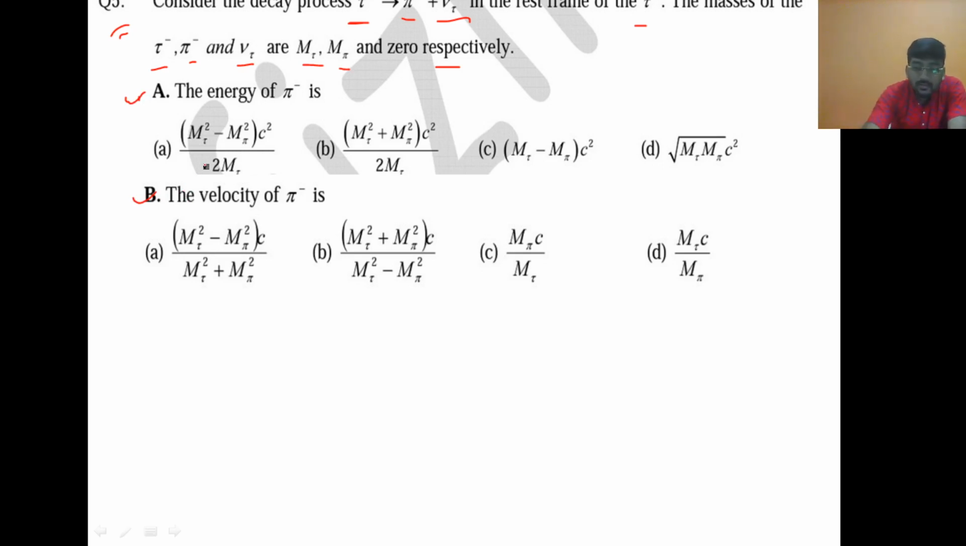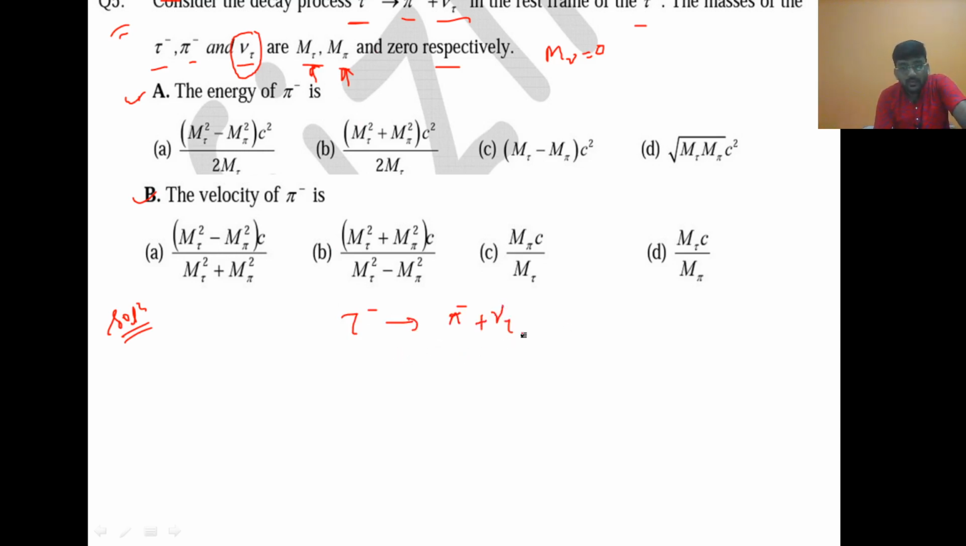Now let me solve this question, starting with the first part. Here the decay process is tau minus to pi minus plus nu tau. The rest mass of nu tau, or simply nu, is 0. So m nu is equal to 0, and the other rest masses are m pi and m tau.